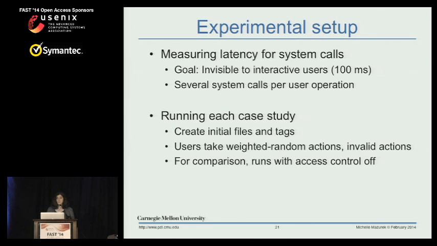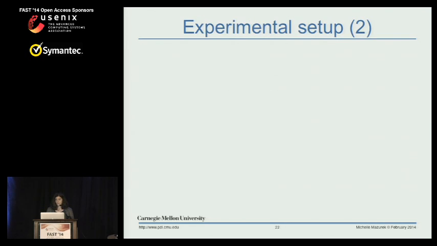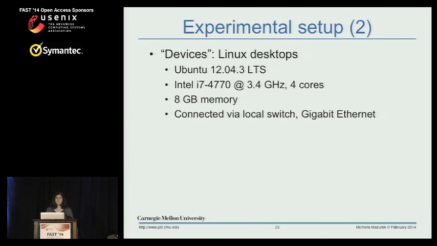And for comparison, we do a set of runs with the access control turned off. So basically, what happens here is just every time there's an access, it succeeds immediately with no need for proving or computation of any kind. And the idea here is to provide us with a control case so we can measure the overhead that the access control adds to the system. So we run our tests on a set of devices, which are actually Linux desktops, and they're connected via a local gigabit Ethernet switch, and we do 10 runs of each case study.